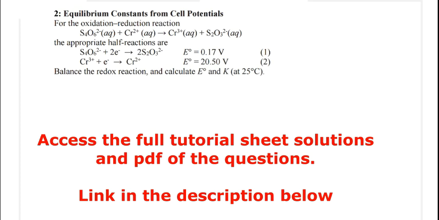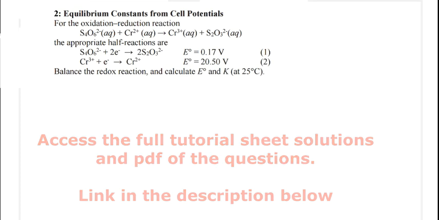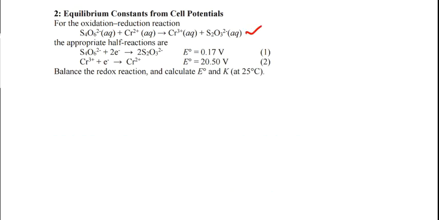Alright, so let's answer question 2. Question 2, we are told for the oxidation reduction reaction. That's the reaction itself. The appropriate half reactions are given, 1 and 2. Then we are told to balance a redox reaction. Of course, we need to calculate the standard cell potential and the equilibrium constant K at standard temperature, 25 degrees Celsius. So, this value given in the question, in the worksheet, is unreasonable.